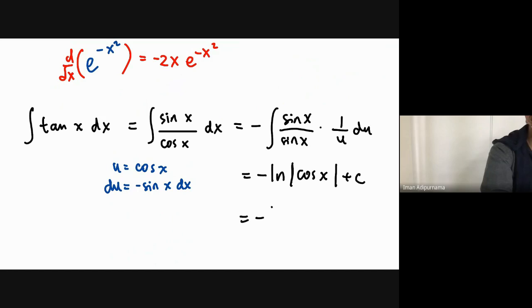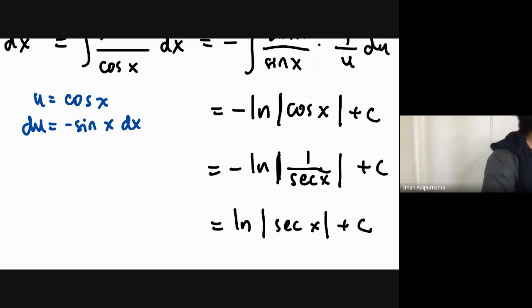We can rewrite this, however, in terms of 1 over secant. And we can write this in terms of the positive ln secant x, right? This will be ln 1 minus ln secant, and then the minus will result in positive if we write the secant itself. So the integral of tangent x dx is that.